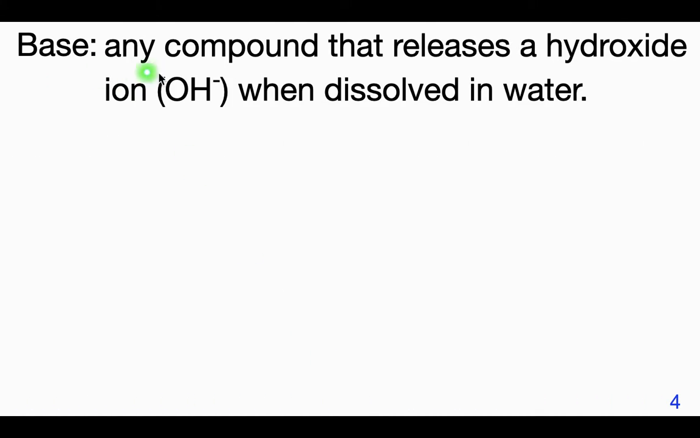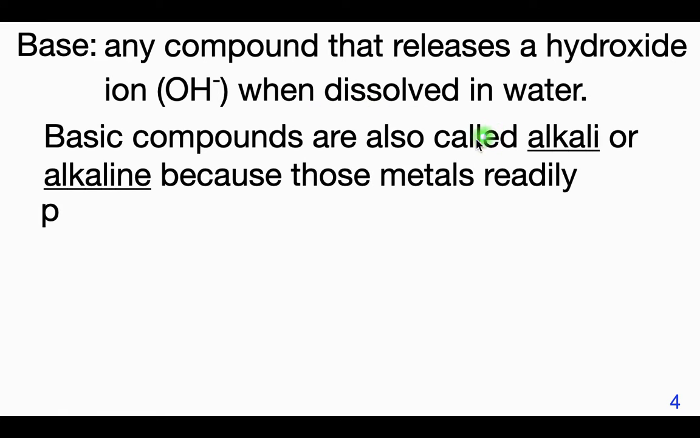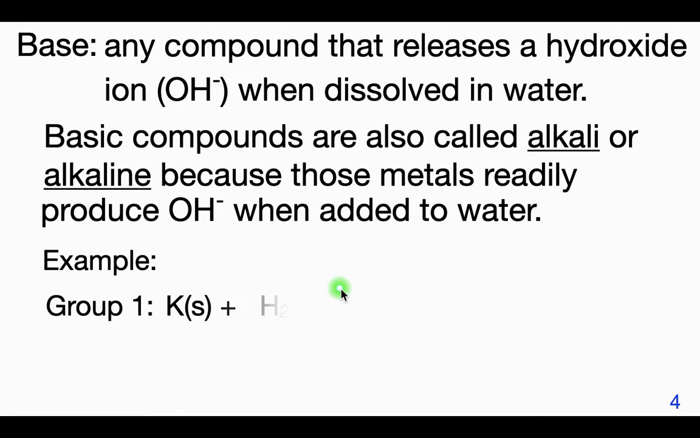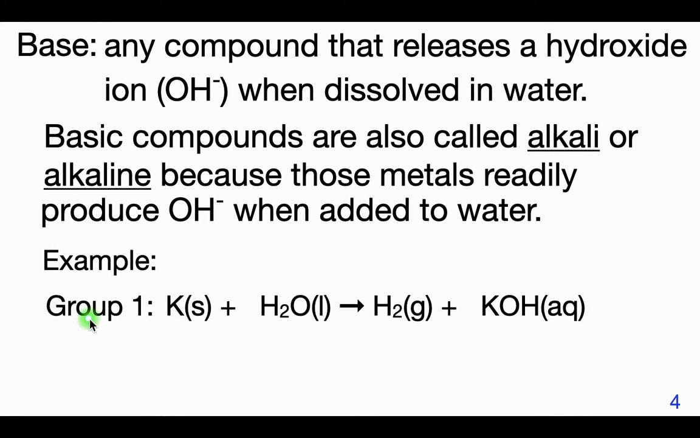An Arrhenius base is any compound that releases a hydroxide ion, OH with a -1 charge, when dissolved in water. Basic compounds are also called alkali or alkaline because those metals readily produce the hydroxide ion when added to water. So for example, group 1, remember group 1 are alkali metals. So potassium is an alkali metal. When you put it into water, it will produce hydrogen gas and form potassium hydroxide. Now, potassium hydroxide is aqueous, meaning that you have potassium ions and hydroxide ions.